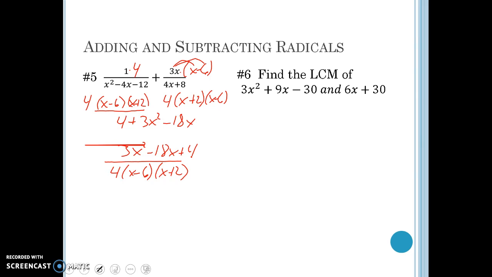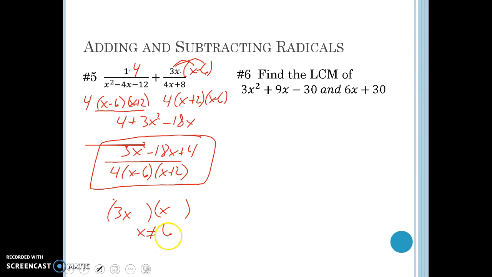I don't believe I'll be able to factor the 3x squared minus 18x plus 4. Let me just try it here real quick. 3x times x gives me 3x squared. I can put a 2 and a 2, but a 2 and a 2 is not going to give me 18. I can go a negative 4 and a negative 1, but that's not going to give me 18 either. So yeah, I can't factor this. So this is going to be my final answer. Restrictions are going to be that x cannot equal 6 and x cannot equal negative 2.